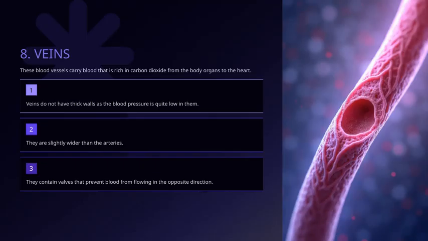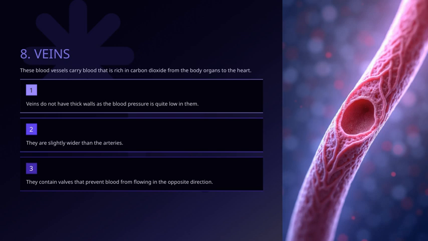Now, let's talk about veins. These blood vessels are responsible for carrying blood that is rich in carbon dioxide from the body organs back to the heart. One key point to remember is that veins do not have thick walls like arteries do. This is because the blood pressure in veins is quite low, so they don't need to withstand high pressure. Also, you'll notice that veins are slightly wider than arteries, which helps accommodate the larger volume of blood they carry.